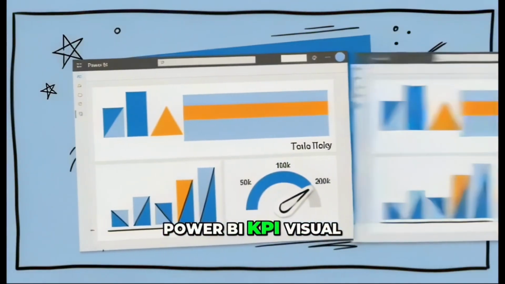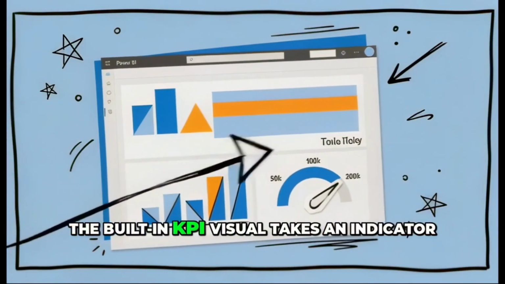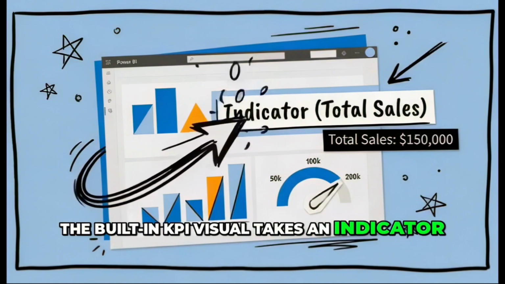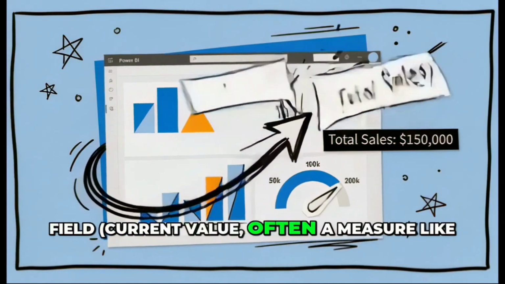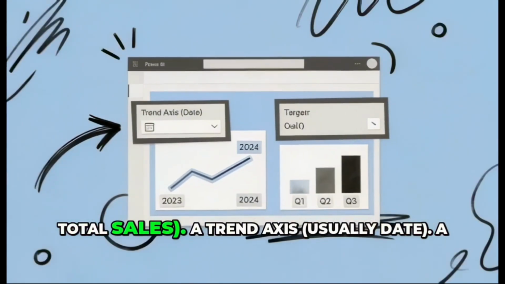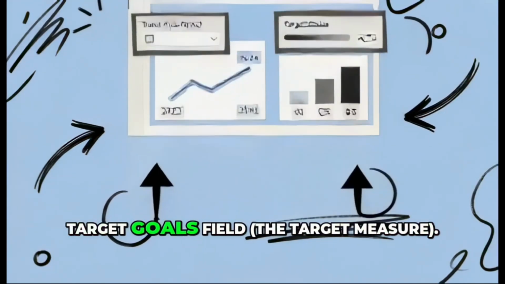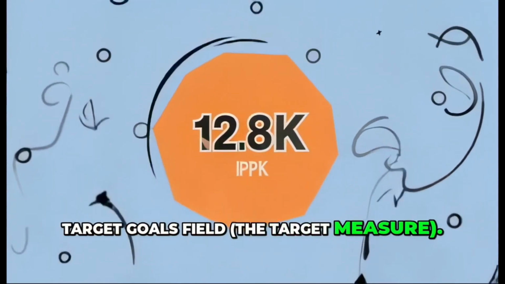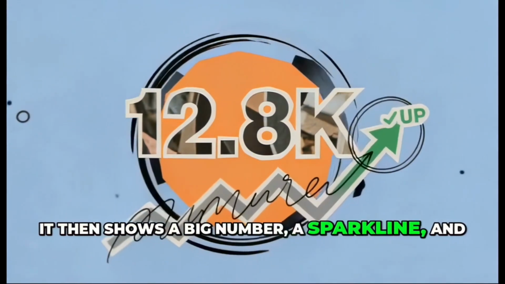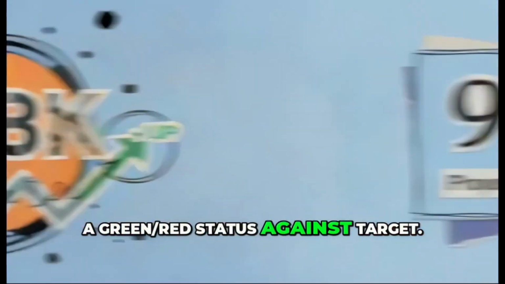Power BI KPI Visual. The built-in KPI visual takes an indicator field, the current value, often a measure like total sales. A trend axis, usually date. A target goals field, the target measure. It then shows a big number, a sparkline, and a green-red status against target.